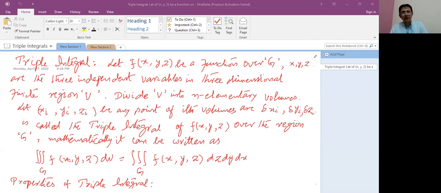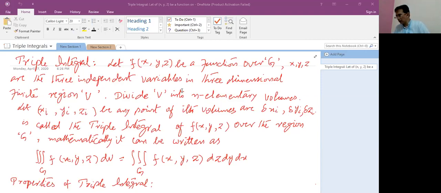Let f of x, y, z be a function over the general region G. X, Y, Z are the three independent variables in the three-dimensional finite region B, and we divide B into elementary volumes, and small parts of the elementary volumes we represent here. Let xi, yi, zi be any point of the ith volume, and delta xi, delta yi, delta zi is called the triple integral of f of x, y, z over the region G.